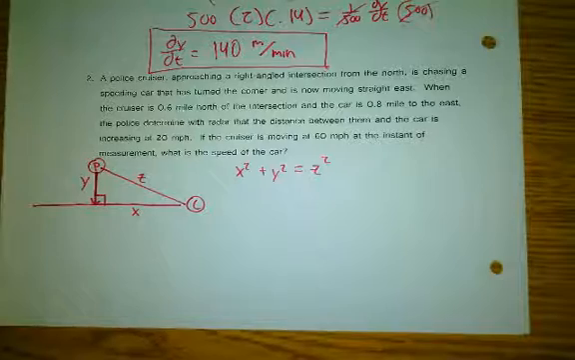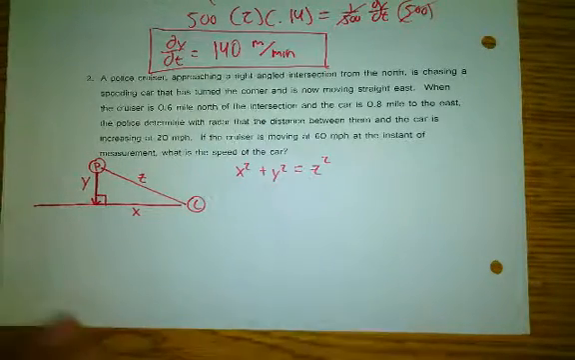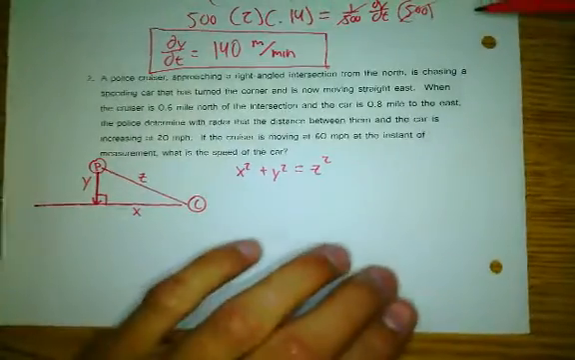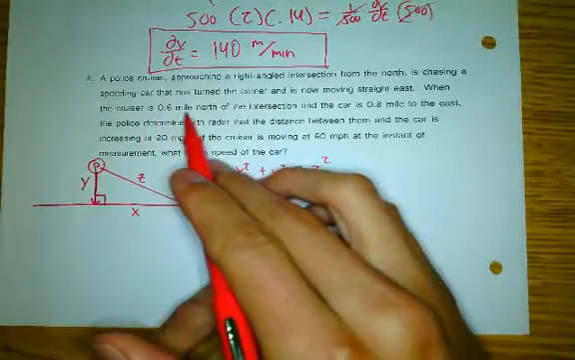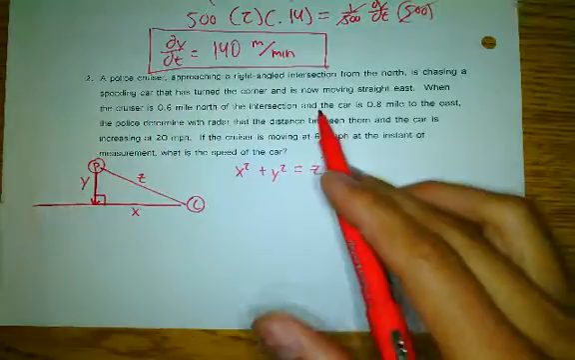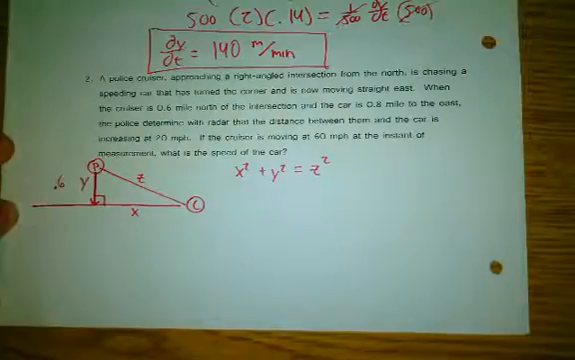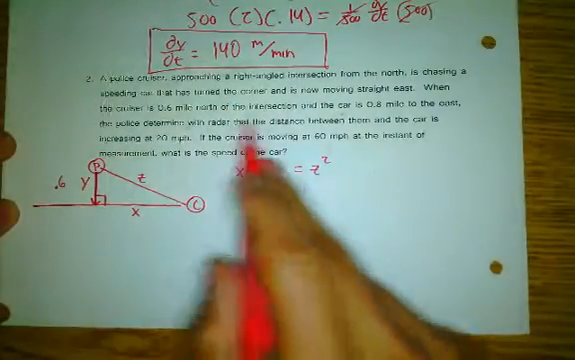Sure. So now we have the sketch, we have this drawing. Let's find out what information we know. We know the cruiser is 0.6 north of the intersection. So that means that this is 0.6. Agreed? The car is 0.8 miles to the east. We know that this is 0.8.